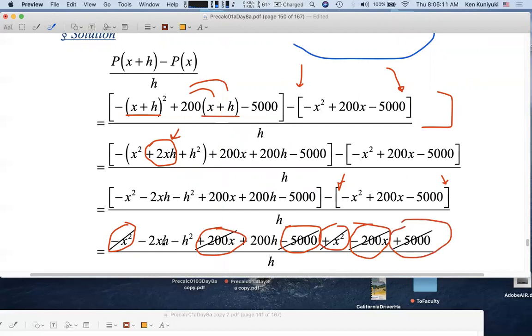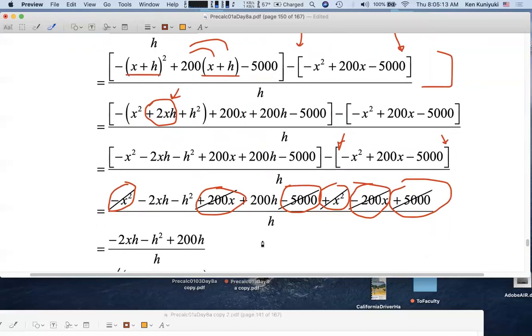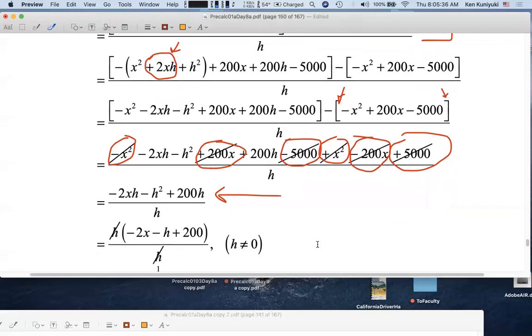There are only 3 terms that survive on top. Write them out. Make sure you put this as a separate step. Don't combine too many steps at once. What survives on top? Negative 2xh minus h squared plus 200h, all over h. Now, what can we do on the top? We can factor out what? We can factor out the h.